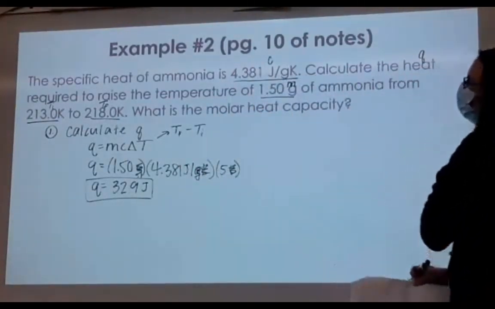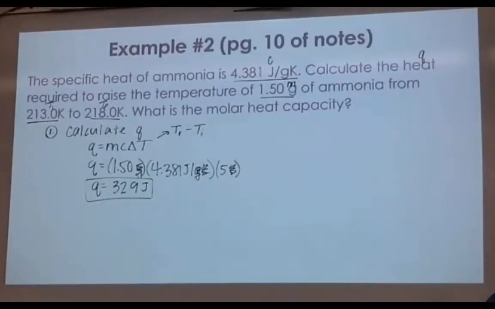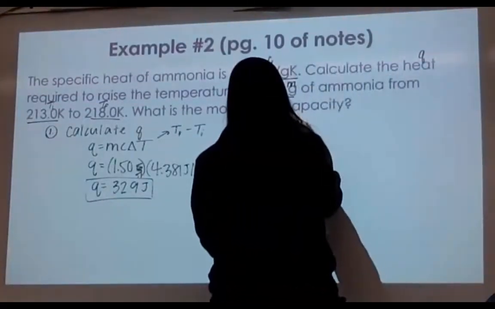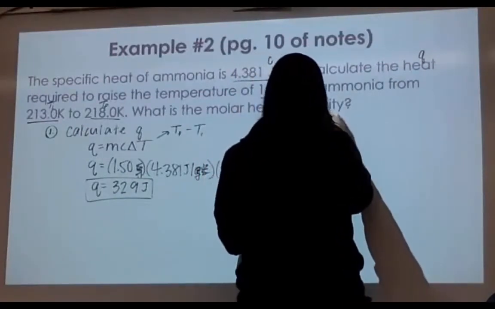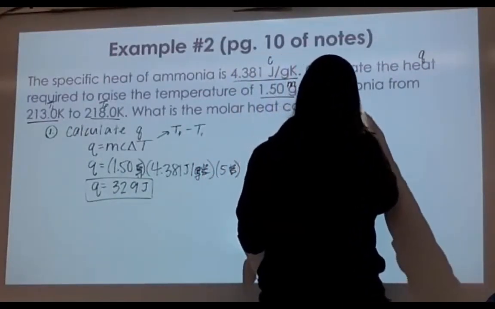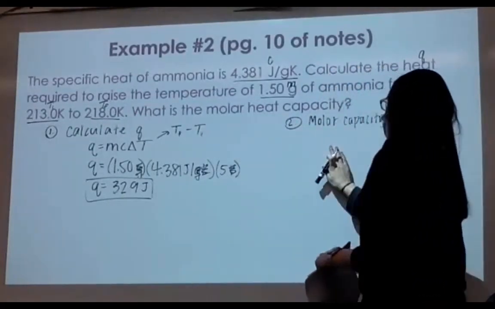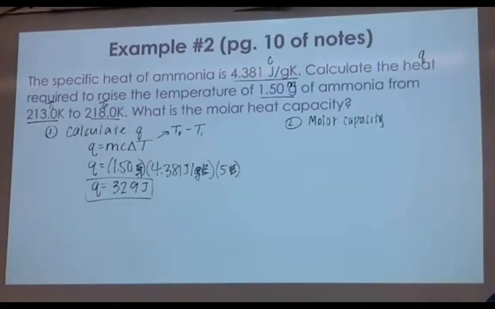So when you're looking at the problem, just look at what you're given. If you're given a specific heat, there's nothing else you can do except for MC delta T. Now the second part of this asks for molar heat capacity. So this is going to allow us to look at the difference between specific heat and molar heat capacity.